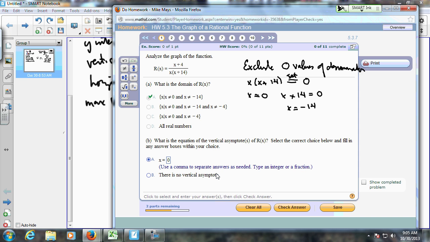Notice that is the equation for a vertical line. X equals 0 means x equals 0 no matter what y is. So that counts in the coordinate plane as the equation of a vertical line. And another vertical line would be x equals minus 14. So those two together, x equals 0 and x equals minus 14, are the vertical asymptotes.